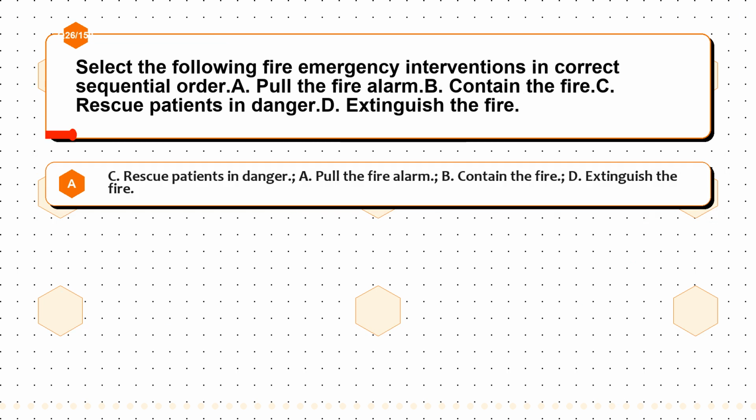Question 26. Select the following fire emergency interventions in correct sequential order. A. Pull the fire alarm. B. Contain the fire. C. Rescue patients in danger. D. Extinguish the fire. Here are the options. Option A. C. Rescue patients in danger. A. Pull the fire alarm. B. Contain the fire. D. Extinguish the fire.